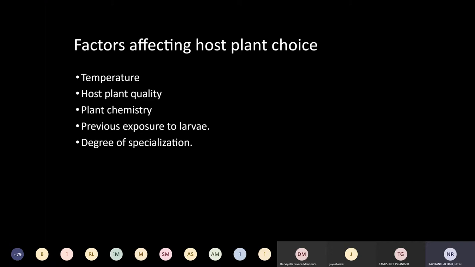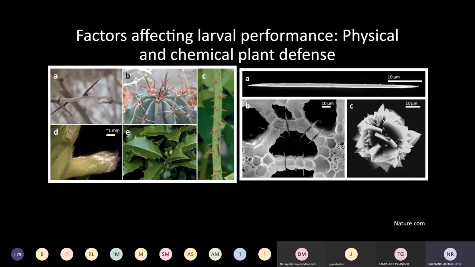Once the female lays the eggs, what are some things which affect how well a larva develops? The first thing is physical differences. For example, A, B, C, D, and E are different types of physical differences that the plant has to prevent caterpillars from eating it. A is thorns, B is modified leaves in cactus, C is modified stem in rose, D is the hairy substances that you see in a lot of plants and fruits, and E is very tough leaves. All of these modifications make it hard for the caterpillars to feed on these plants.